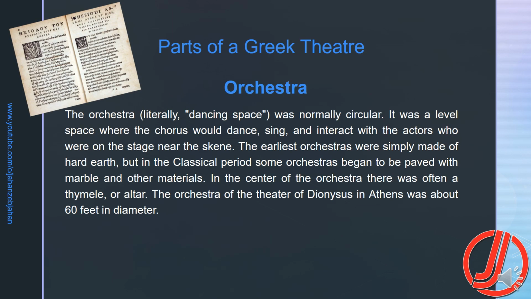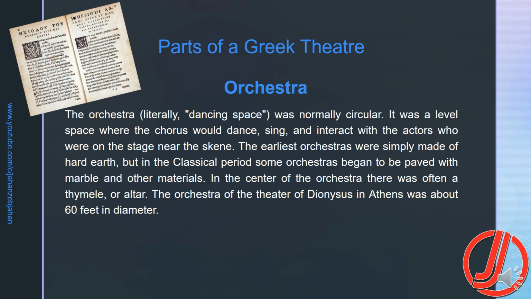Now, the parts of Greek theatre. First of all, there is the orchestra. The orchestra, literally known as the dancing space, was normally circular. It was a level space where the chorus would dance, sing, and interact with the actors who were on the stage near the scene. The earliest orchestras were simply made of hard earth, but in the classical period, some orchestras began to be paved with marble and other materials. So this was a development in that.